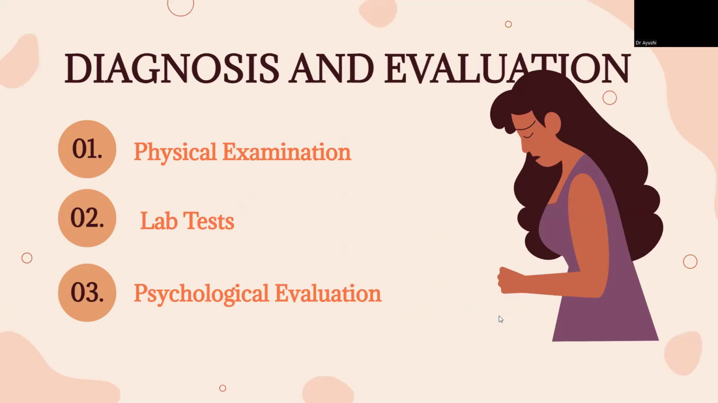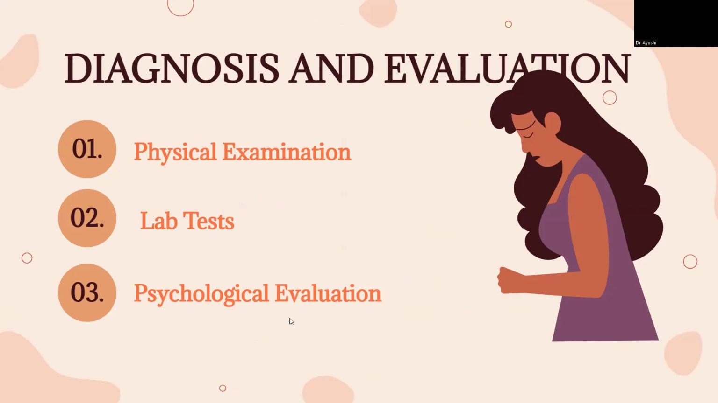How can we diagnose and evaluate the patient? So first of all, we do a physical examination of the patient to exclude any other cause that may cause the depression, any other illness or anything. Then we run some lab tests such as CBC or TFTs to see whether there are any thyroid disturbances in the body or any other thing that may cause the depression.